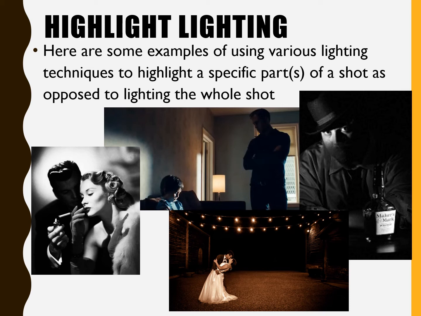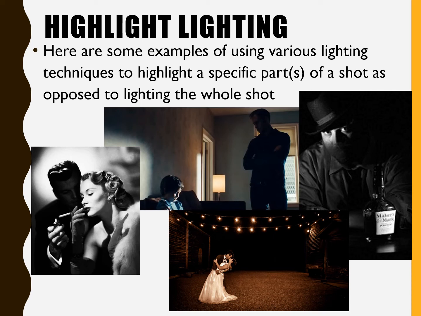On the bottom left, we're highlighting his hand, the cigarette, the woman. The man is completely in shadows, right? Middle shot, all we have really lit is that little boy's face. To the right, just the guy's eyes and the Maker's Mark label. The bottom shot, pretty much the couple is what's illuminated, right? So this is called highlight lighting. When you're shooting, you don't always want to see the whole scene.